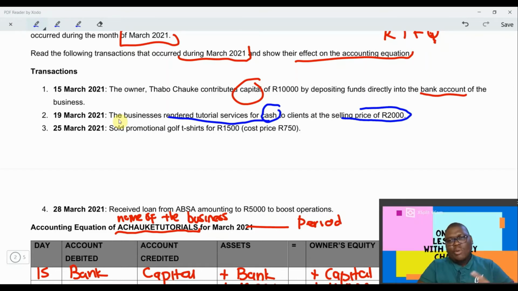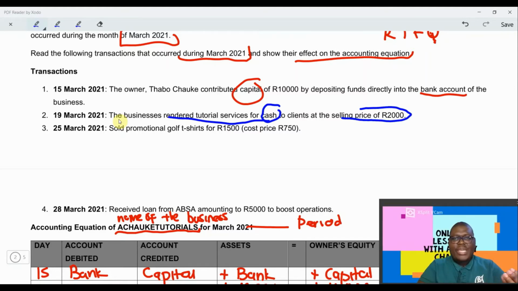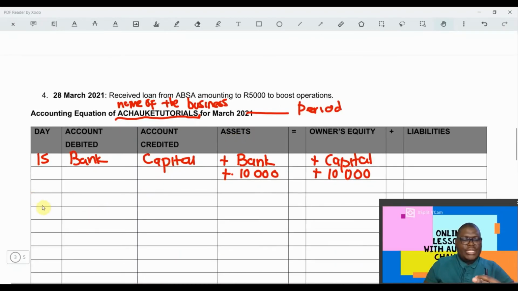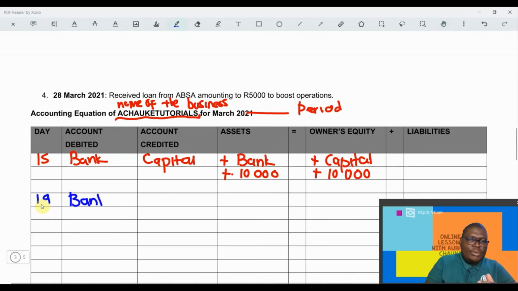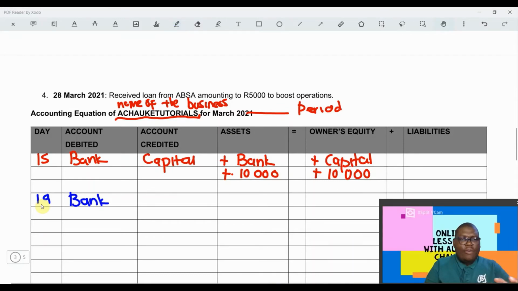And already from this, the moment they tell me about cash, I'm thinking about my bank account. And the moment they tell me about services rendered, I'm thinking about owner's equity increasing. Okay, so on the 19th, I'm gonna skip a line just so that these things don't get messed up. So on the 19th, already I know that my bank account will increase because I'm receiving money for the services that I've offered to my clients. Okay, and then the account that will be credited is services rendered.